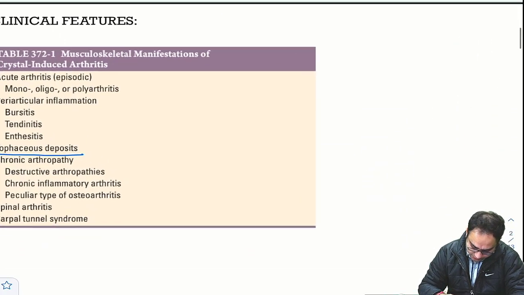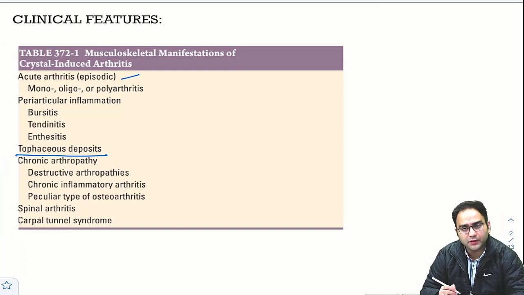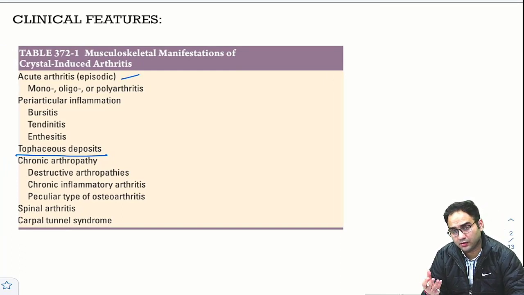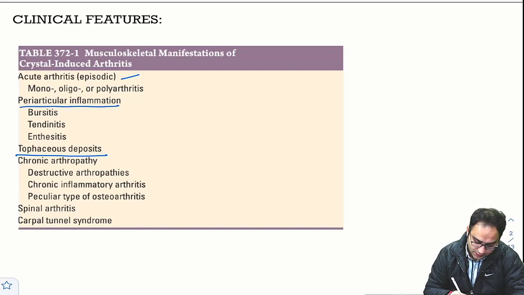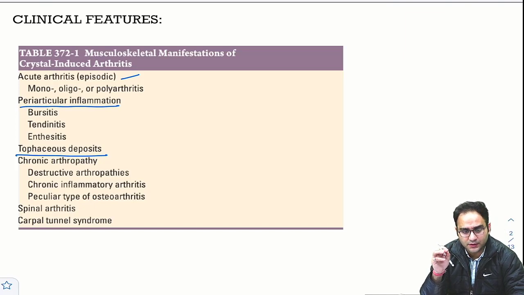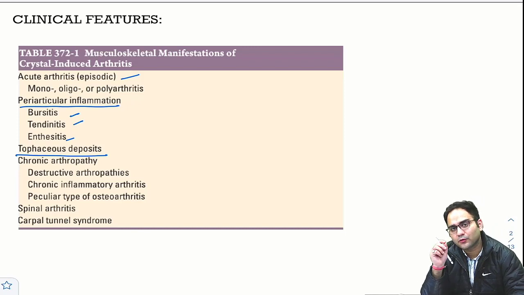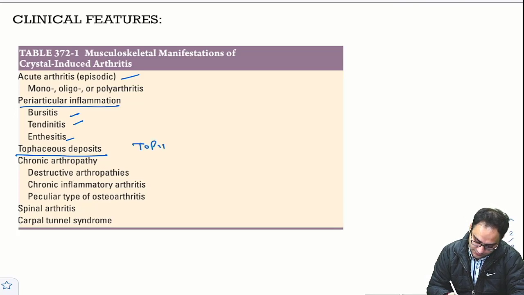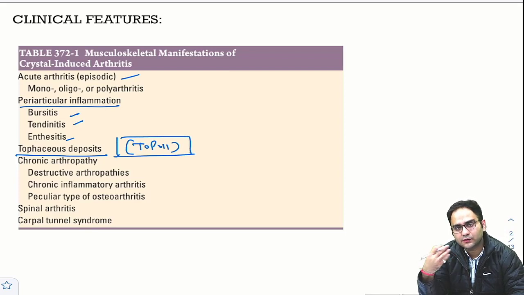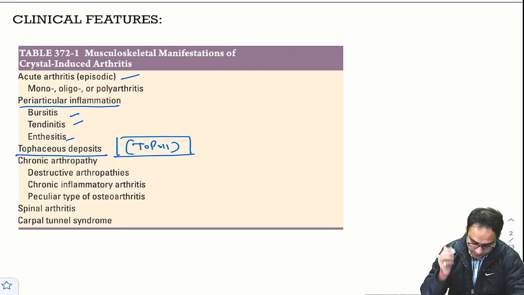What can be the clinical manifestations? They can cause episodic arthritis, which can be monoarthritis, oligoarthritis, or even polyarthritis. They can cause surrounding inflammation in the periarticular space, giving rise to bursitis, tendinitis, and enthesitis. They can also get deposited as tophi. And ultimately, too much acute arthritis leading to recurrent attacks can cause chronic destructive arthropathy.